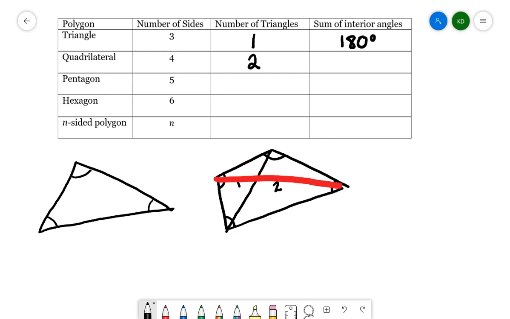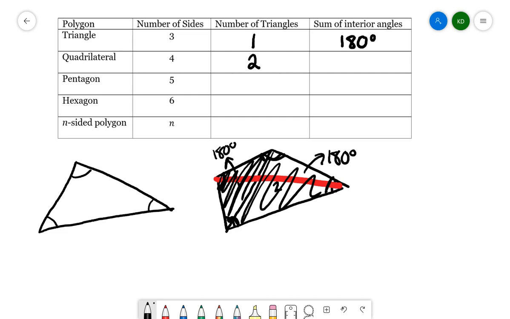Next, what we have to look at is the sum of the interior angles. Well, I already know that the triangle is 180, so looking at this first triangle, that would give me an interior angle sum of 180. Here with this angle and that angle, the other triangle is also 180 degrees. So the total would then be 360.